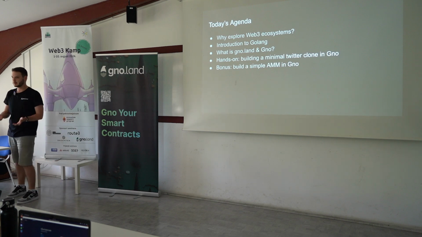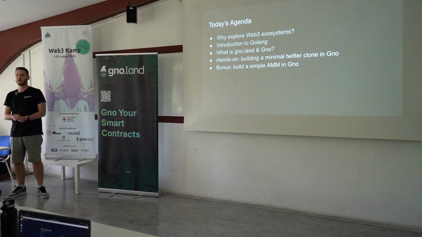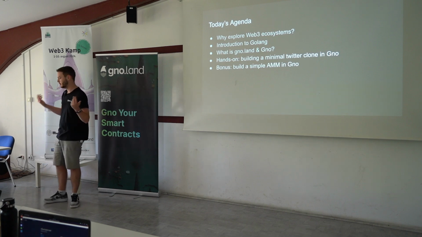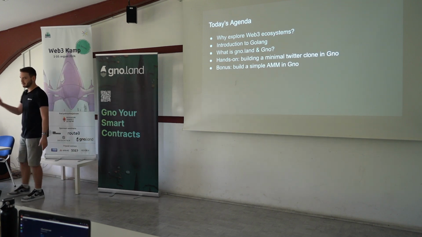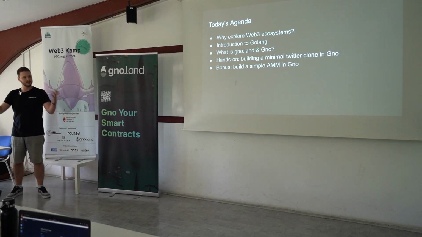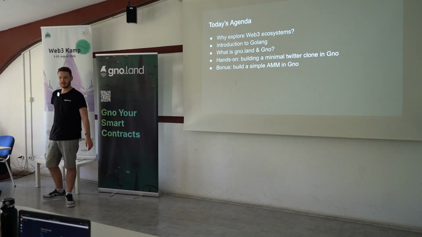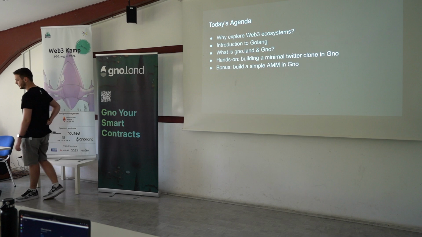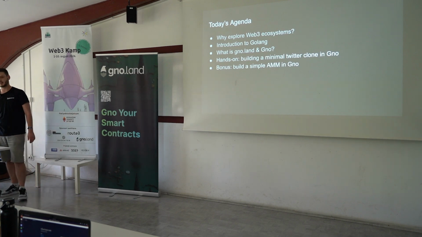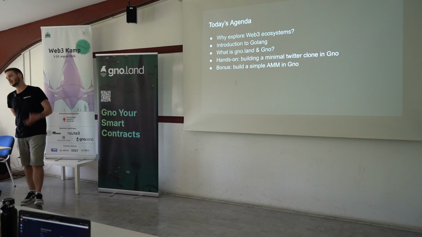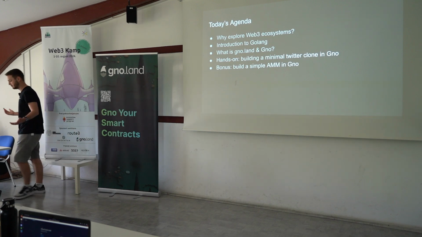GNO is a language which you can use to build smart contract applications, just like Solidity, except on a different chain, and you'll see soon. And if there's anybody who is very quick at developing and wants to do more, you can call me later, and I can give you a bonus task if you want to do it. It's basically building a small AMM, an automatic market maker, in GNO. So if anybody does want to do that, let me know.